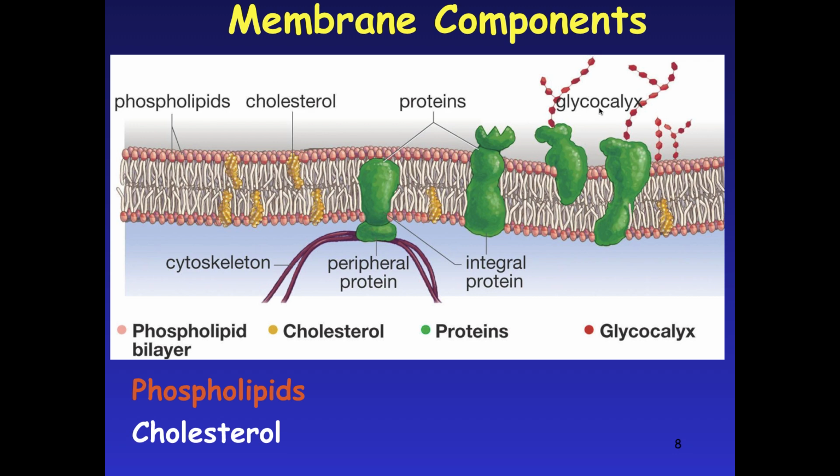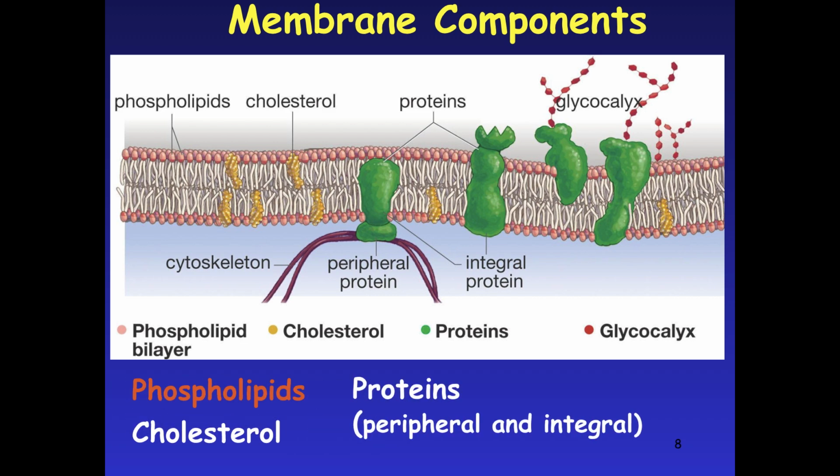Okay, the glycocalyx provides a fuzzy layer on top of the cell membrane. One of the most important things it does is it's involved in cell recognition. So your immune system knows which cells are yours and which cells are not yours. They're also involved in cell communication so that different cells in similar tissues can talk to each other. Glycocalyx.